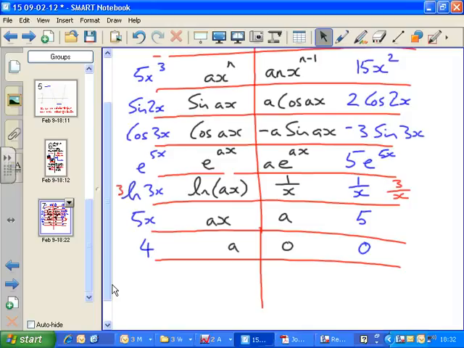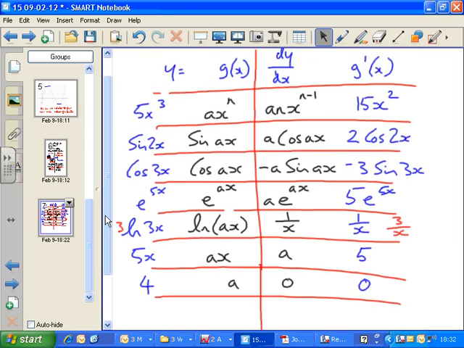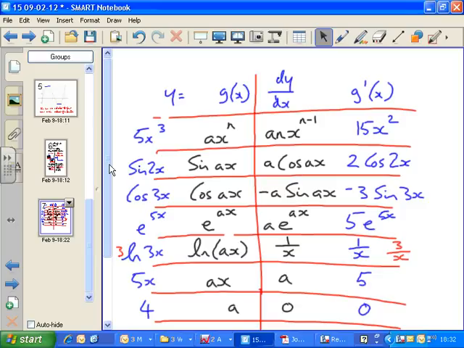And there are others. There are other types of functions that we'll come across, and we can add them to the list gradually as we go along. If you find ones you're using fairly regularly, add them to the list. But these are the common ones. Table of differentials. Yeah, of common differentials.